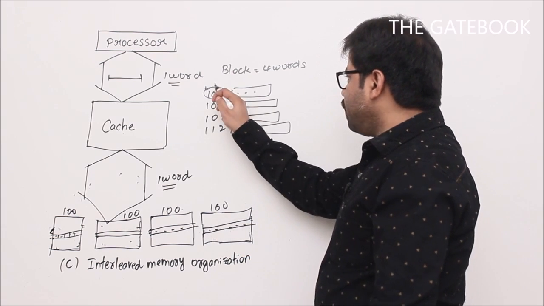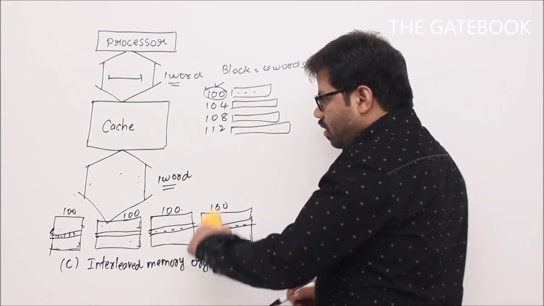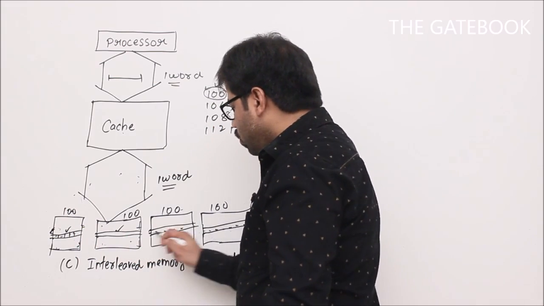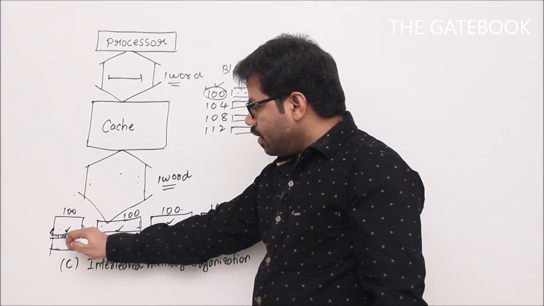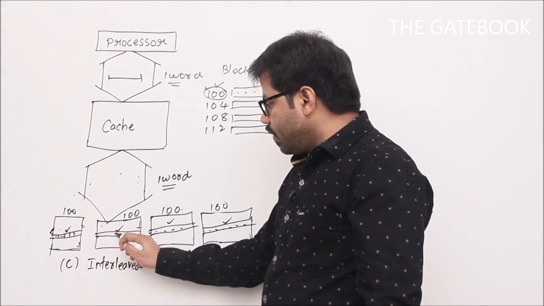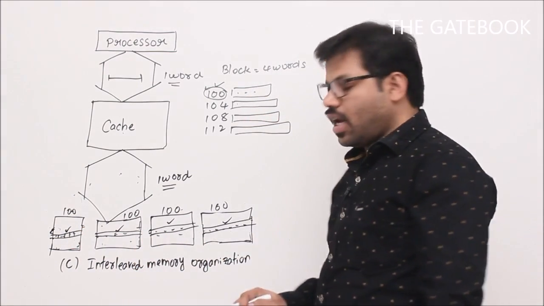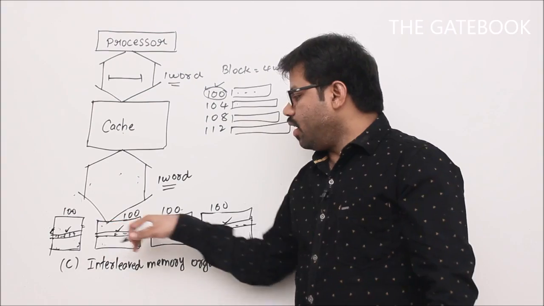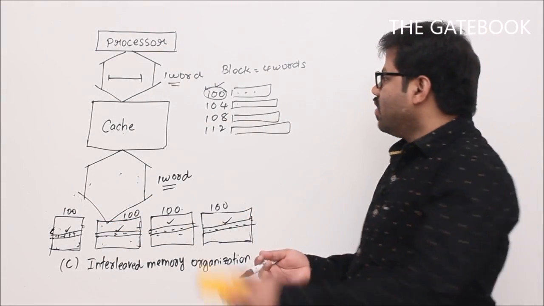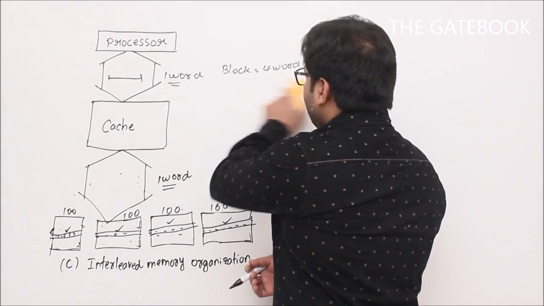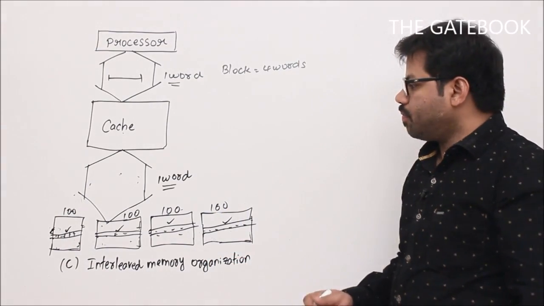That means whenever you specify 100, automatically this row will be selected. This is the first word, this is the second word, this is the third word, this is the fourth word. All four words will be in the same row, in appropriate banks. So if that is the model, how much time will they take, we will see.